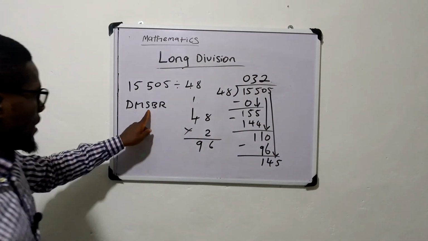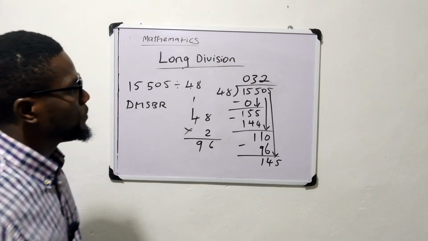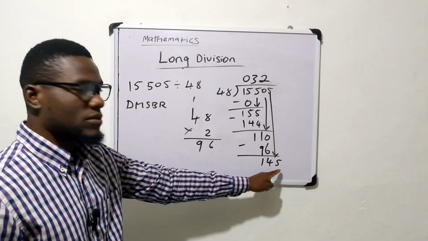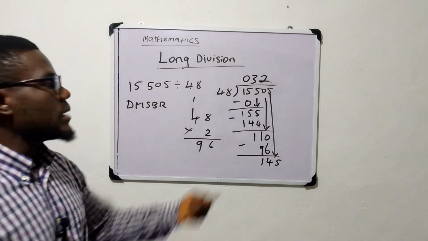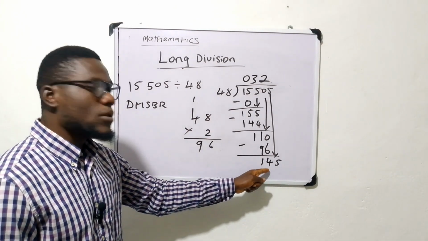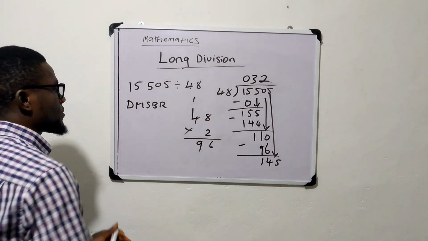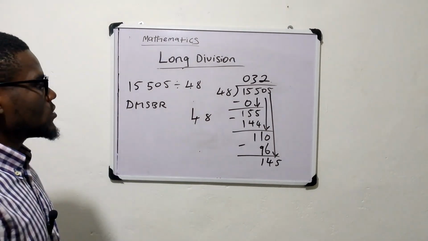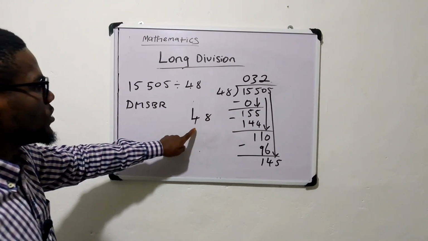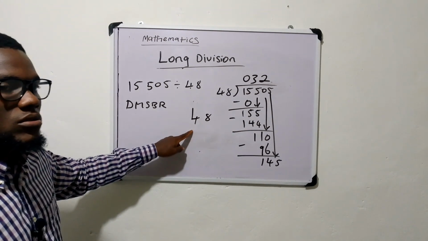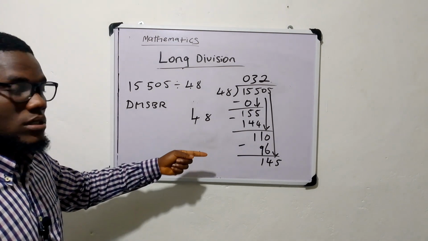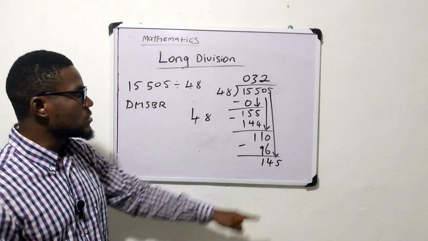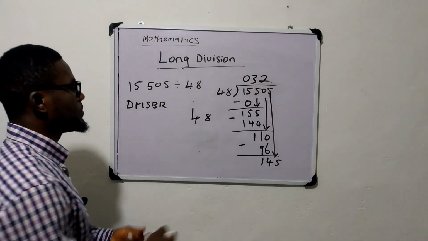Remember, after subtraction we bring down. Now we are asked to find how many 48s can be contained in 145. How many times is 48 in 145? We do it the same way. This is 40, that is its place value. When you multiply 40 by 2 it is 80, by 3 it is 120, then by 4 it is 160. The number we're looking for is less than 160, so we take 3, which is 120.